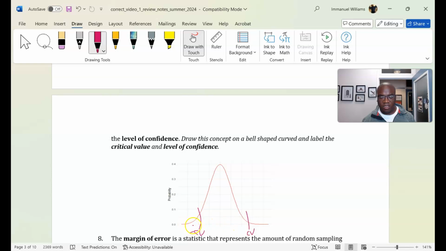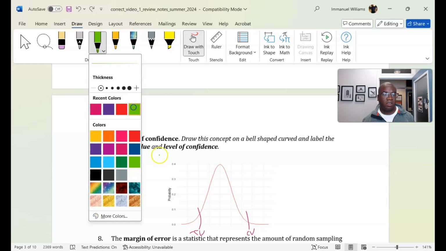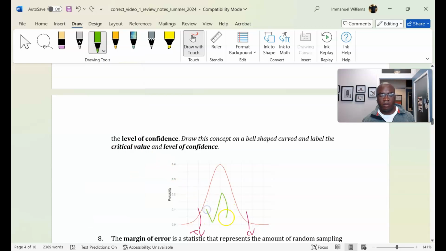And then this area underneath, let's highlight this area. Let's make this a different color. We believe that we're 95% confident that my population parameter, my population proportion of U.S. adults that believe in global warming, is going to be in between this value and this value, okay?